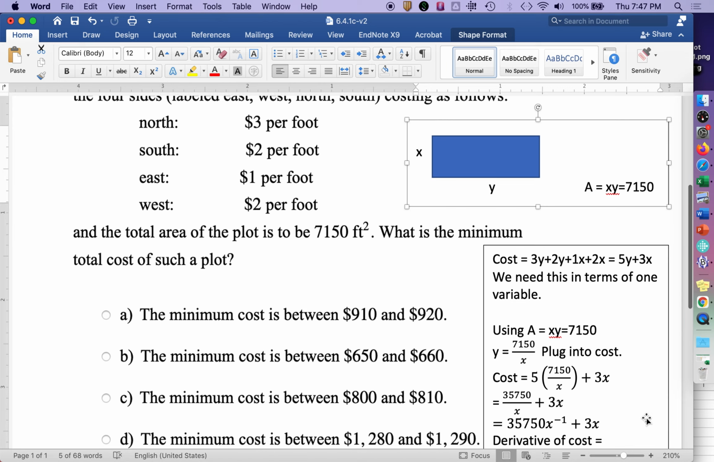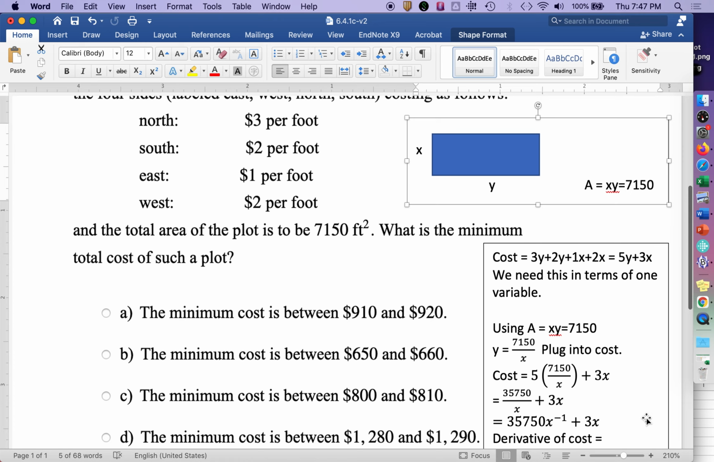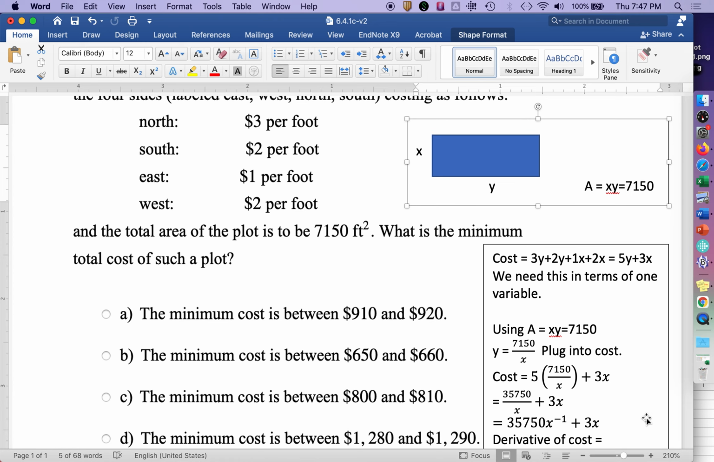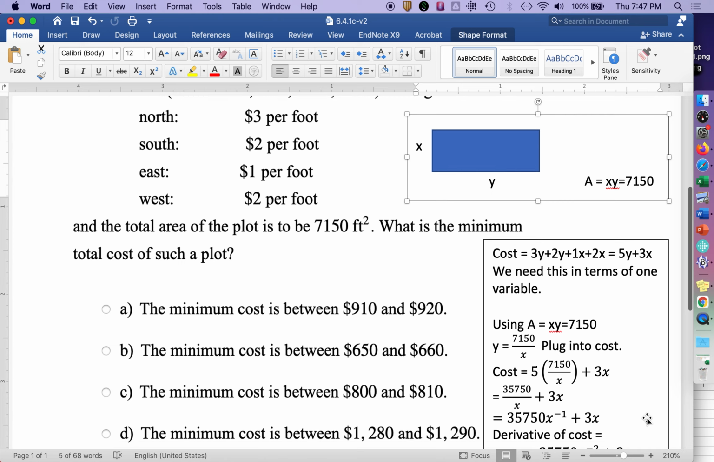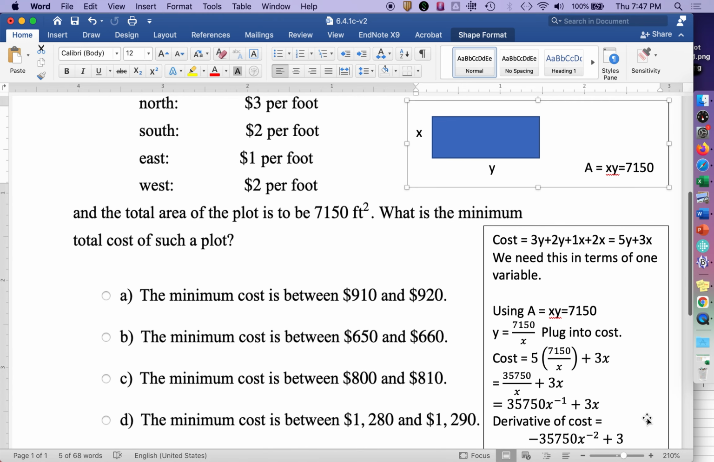Okay, the derivative of the cost is: I pull the -1 down in front and multiply it by the 35,750, and then I reduce the power by 1. That's what the power rule said to do. I get -35,750 X to the -2, and then 3X, the derivative is 3.